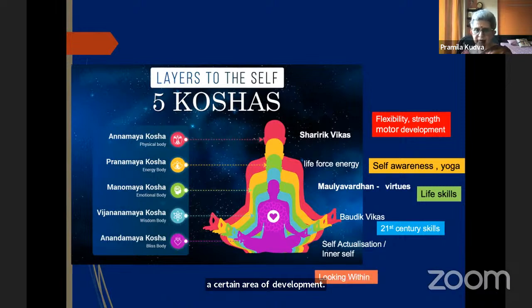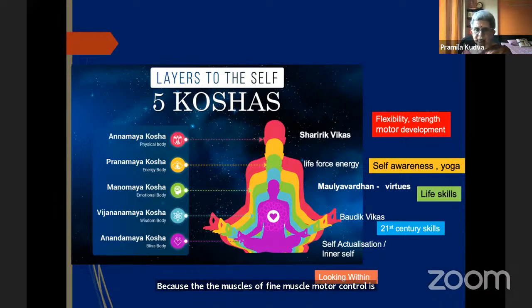Annamaya kosha, which deals with sharirik vikas, physical development. So if we are relating this to pre-primary, what will it be dealing with? Flexibility, strength, and motor development. You cannot give a pencil to a child who is in the junior KG and make that child write. Because the fine muscle motor control is not developed yet.